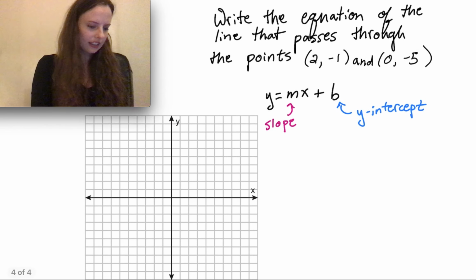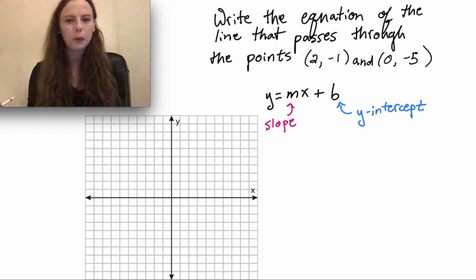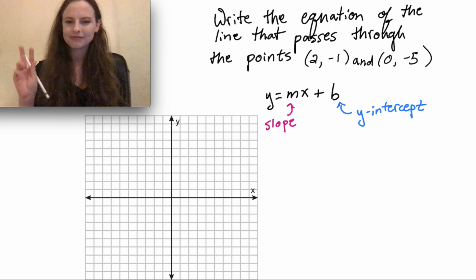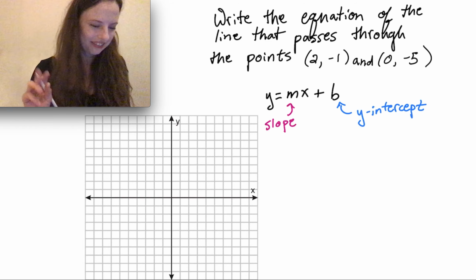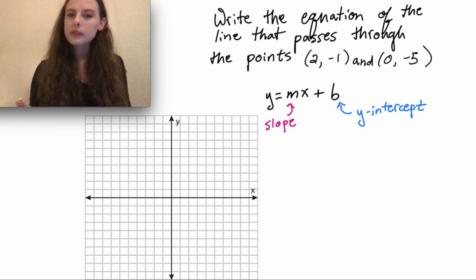All right, last problem. Write the equation of the line that passes through the points (2, -1) and (0, -5). I lied. There's one more question after this one. We've got 2 more. All right, so there's 2 ways that we can do this.